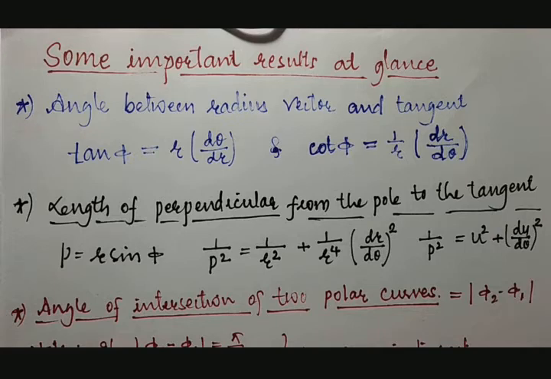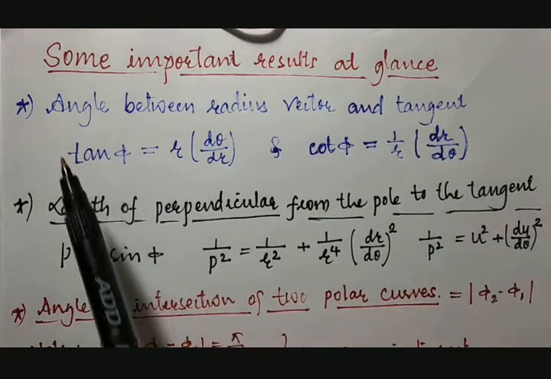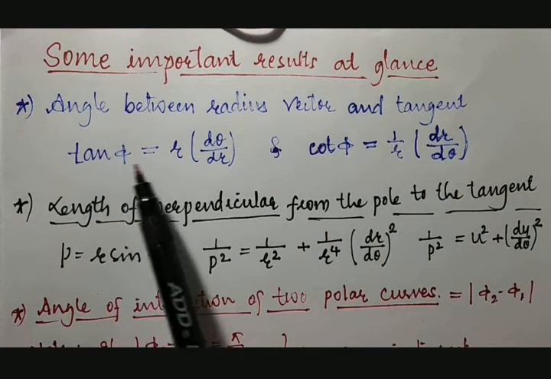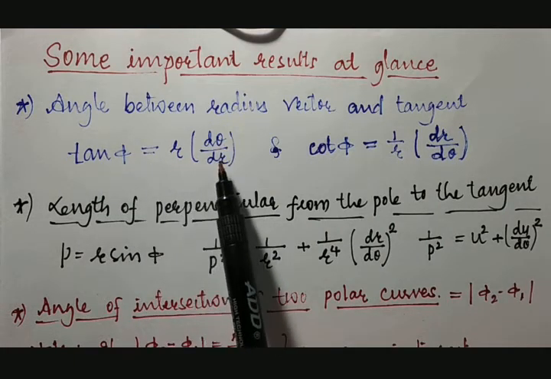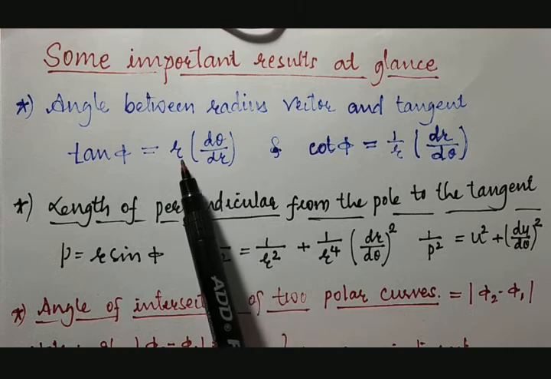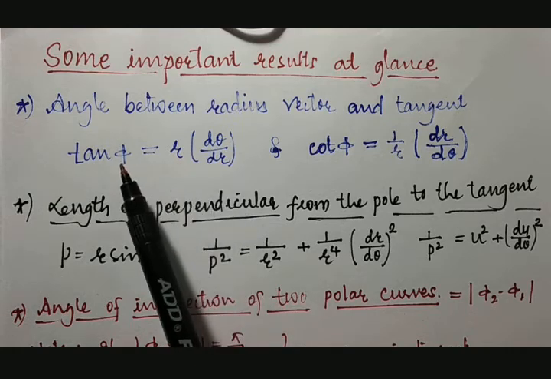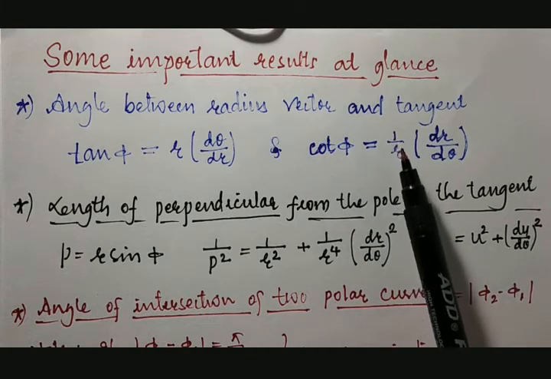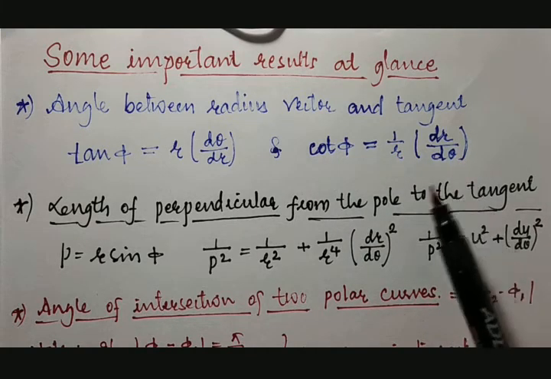In a previous class, we discussed how to obtain the angle between radius vector and tangent with the derivation. In that, we got two important results. One is tan phi is equal to r into d theta by dr, where r is a radius vector and phi is the angle between radius vector and the tangent. And we got one more important result, that is nothing but cot phi, which is equal to 1 by r into dr by d theta.